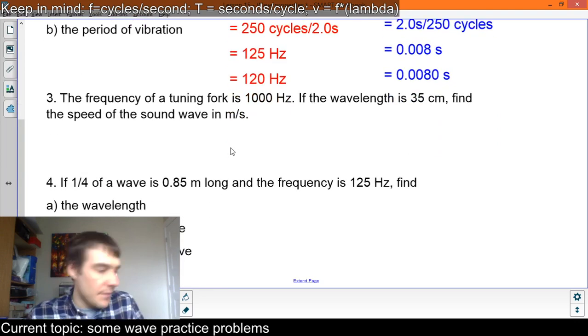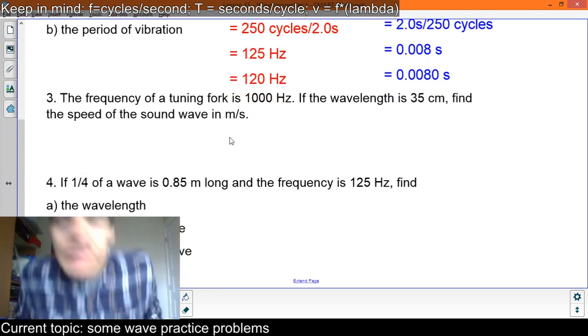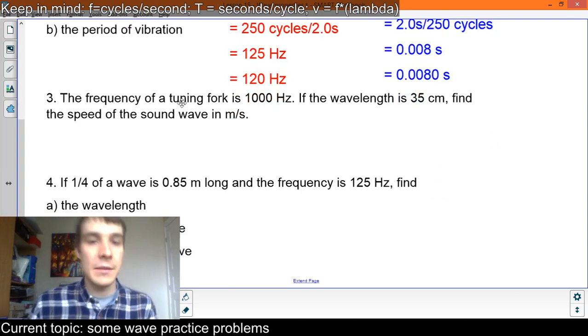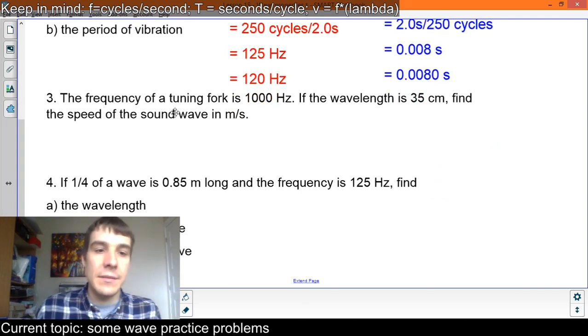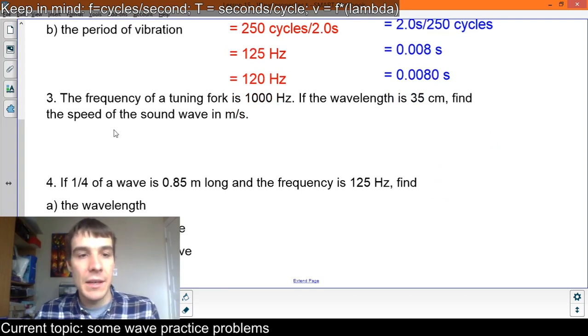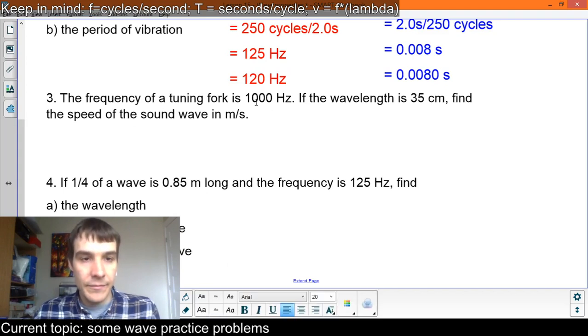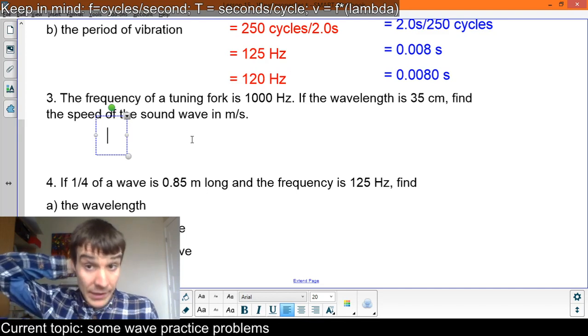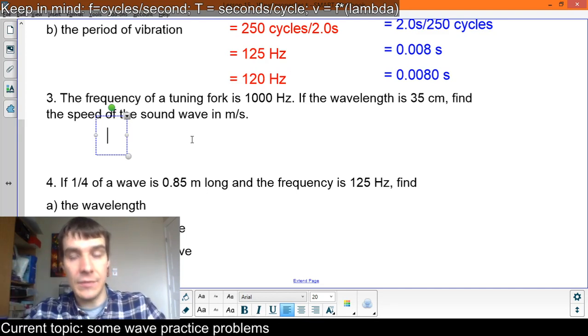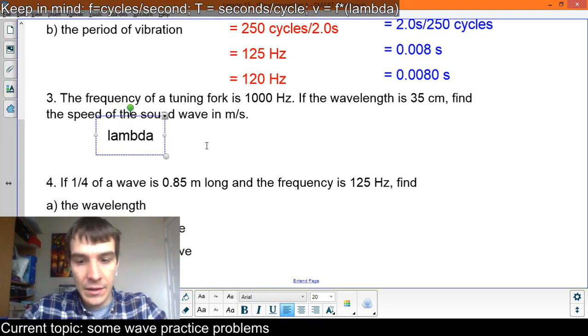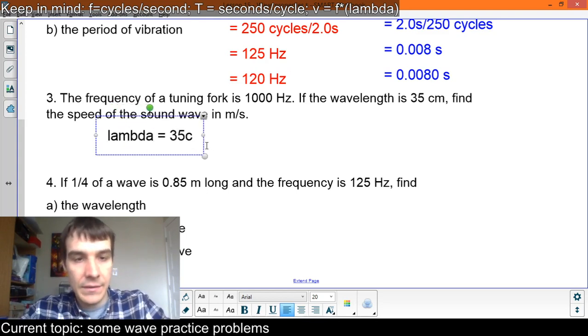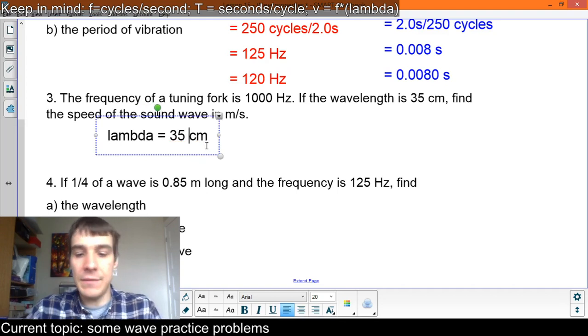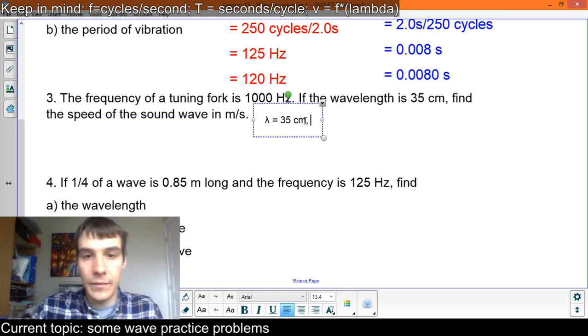Now the last one here is talking about finding a speed. The speed of the sound wave. The wavelength is 35 centimeters. So lambda is 35 centimeters. I'm going to actually pause and find a lambda symbol for us. So I found a lambda symbol. Lambda is 35 centimeters.